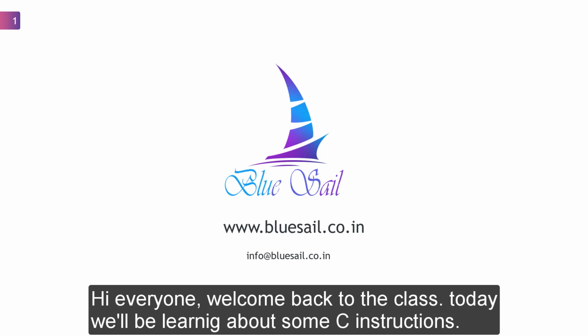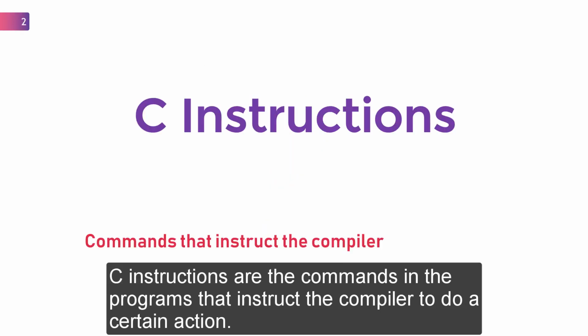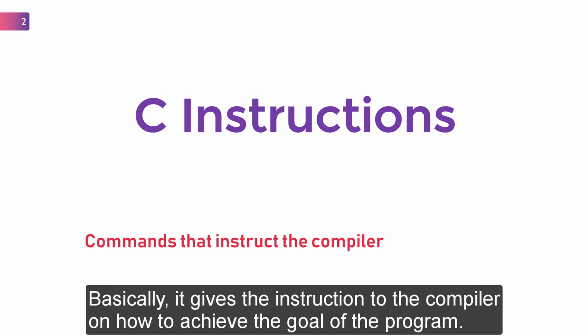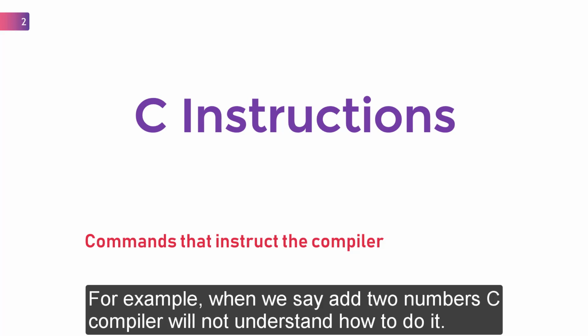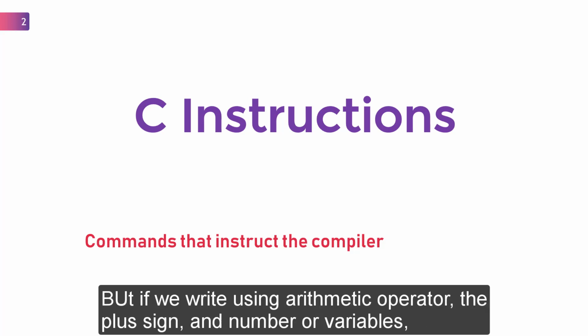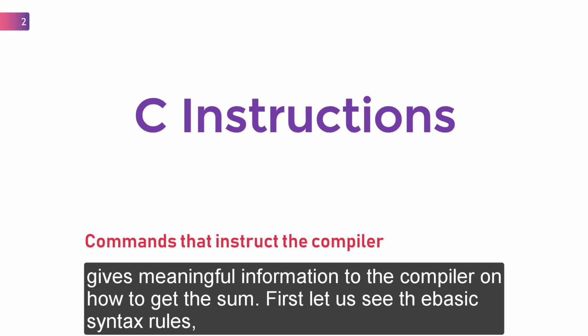Today we'll be learning about some C instructions. C instructions are the commands in the programs that instruct the compiler to do some certain action. Basically, it gives the instruction to the compiler on how to achieve the goal of the program. For example, when we say add two numbers, the C compiler will not understand how to do it. But if we write using the arithmetic operator with the plus sign and a number of variables, it gives meaningful information to the compiler on how to get the sum.